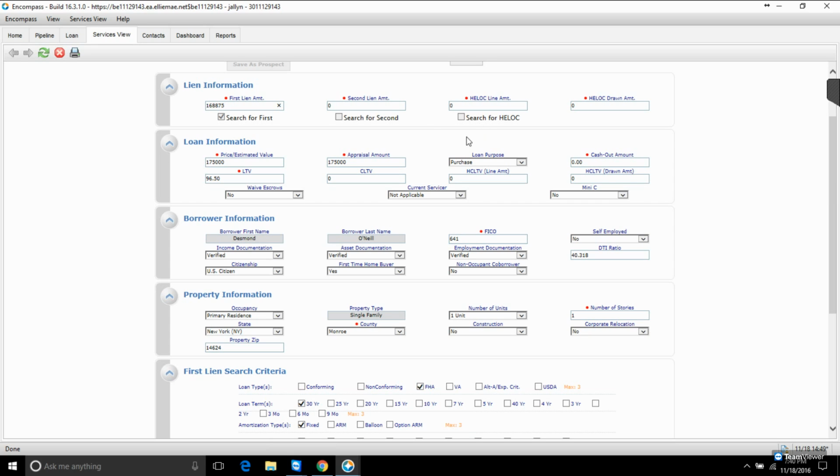So this is a Desmond O'Neill file. So you've got Optimal Blue. I don't know if you guys can see this very well. I can't really resize this here, but anyway, these little red asterisks are required fields.